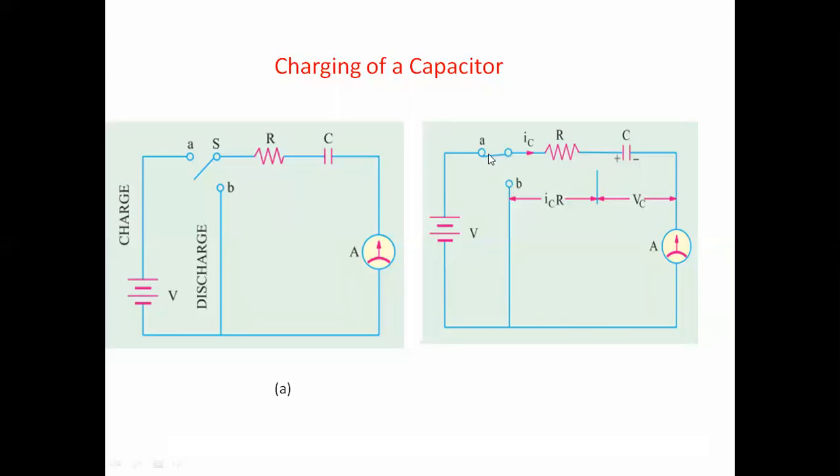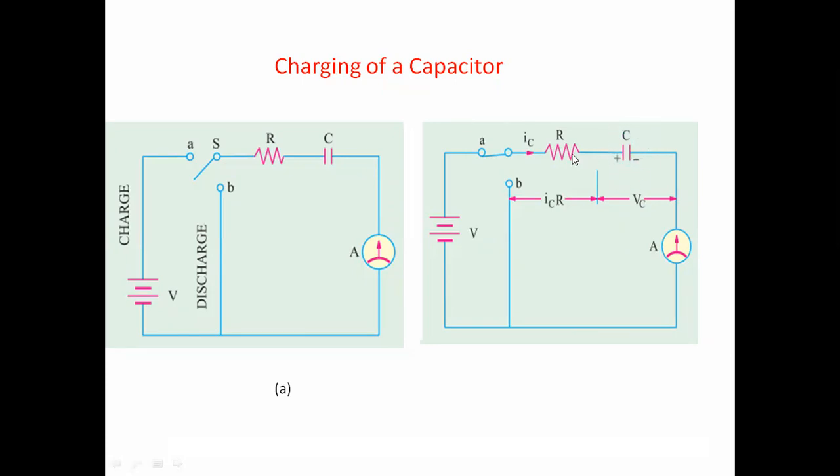By connecting the switch to A, it connects the supply voltage. When the switch is connected to B, the power supply V will be disconnected. Due to this, what happens? This capacitor will now act as a voltage source, because this capacitor was charged up to the applied voltage.